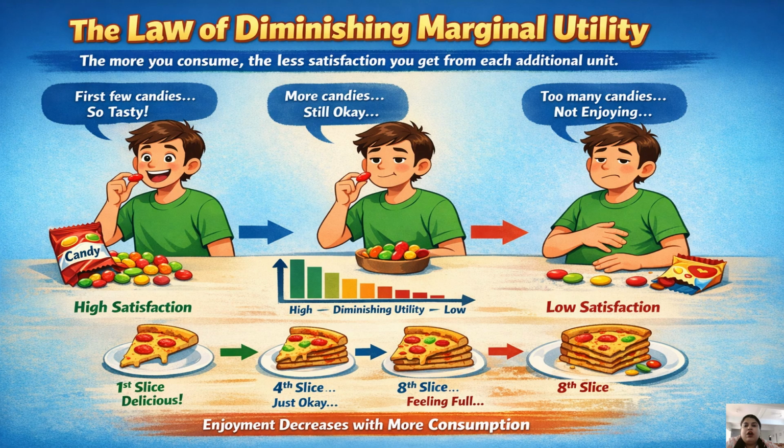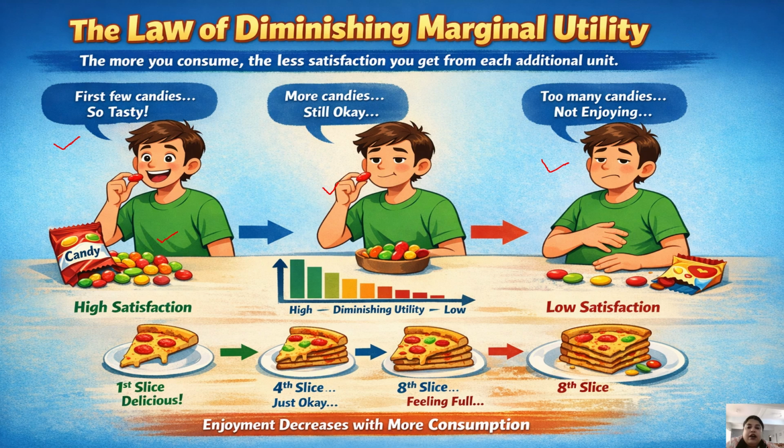Now, let's talk about the law of diminishing marginal utility. Here, the more you consume, the less satisfaction you get from each additional unit. I have taken three examples. The first few candies are so tasty that the consumer gets higher satisfaction. But after more candies, it's still okay for the consumer. It means the consumer is satisfied by the candies. But after eating too many candies, the consumer will not enjoy them. It means the total utility will decrease and MU becomes negative. This describes the law of diminishing marginal utility.